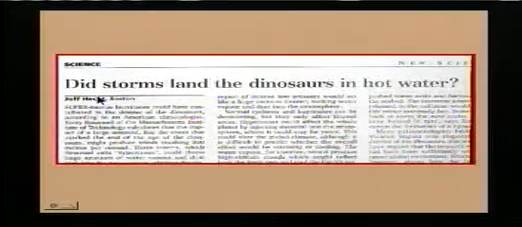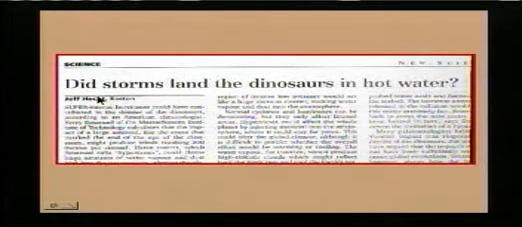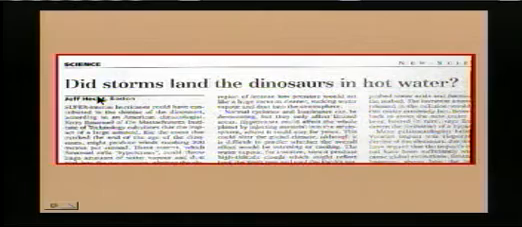So what made the dinosaurs extinct? One of the newer ones comes with this idea: did storms land the dinosaurs in hot water? Well, maybe they did. Maybe the biggest storm that ever struck the planet. How about that? And hot water is not a bad idea, because the subterranean water comes out sometimes at 300 degrees centigrade. So maybe they did land in hot water.